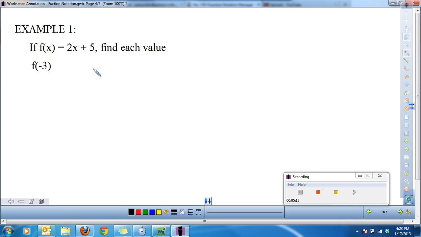Alright, so let's talk about how to solve problems that are in function notation. When we evaluate something, if we go back to our vending machine idea, here's our vending machine, and its function is f of x equals 2x plus 5. In this first example, we are going to put into our function f of negative 3 as the input, and we're going to find out what comes out. What is the output that comes out when we put negative 3 into here?